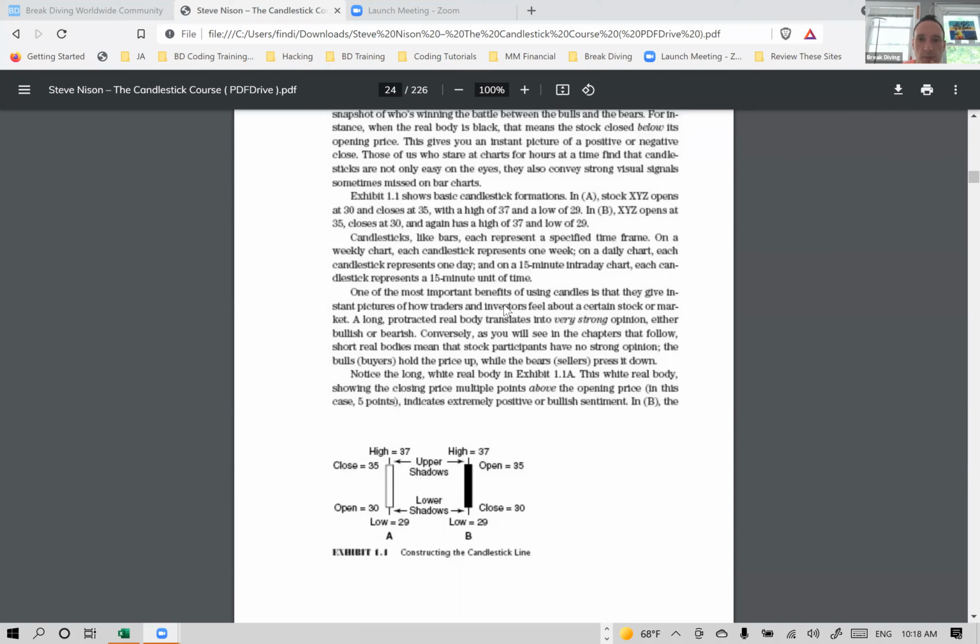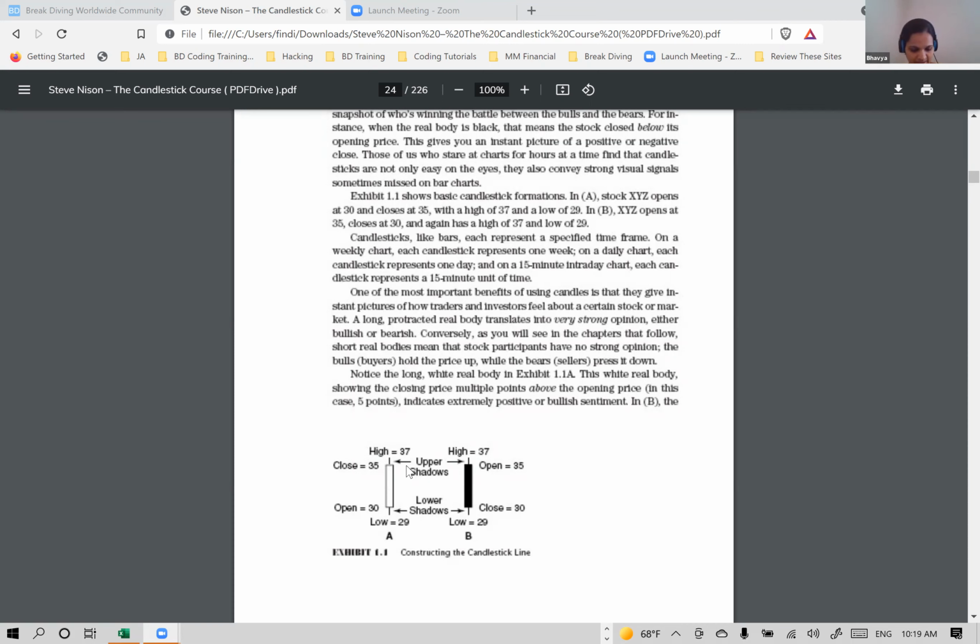One thing that jumped out at me, Bhavya, was the fact that it's talking about opinions. It says, a long real body translates into a very strong opinion, bullish or bearish. So here, this is a very strong bullish opinion, because it started at 30 and went all the way up to 35. This is a strong bearish opinion. It started high and then it ended low. And he was saying, if it's very narrow, if it only went from like 30 to 31, or 30 to 30.1, that shows that there's not much opinion about the stock, right?